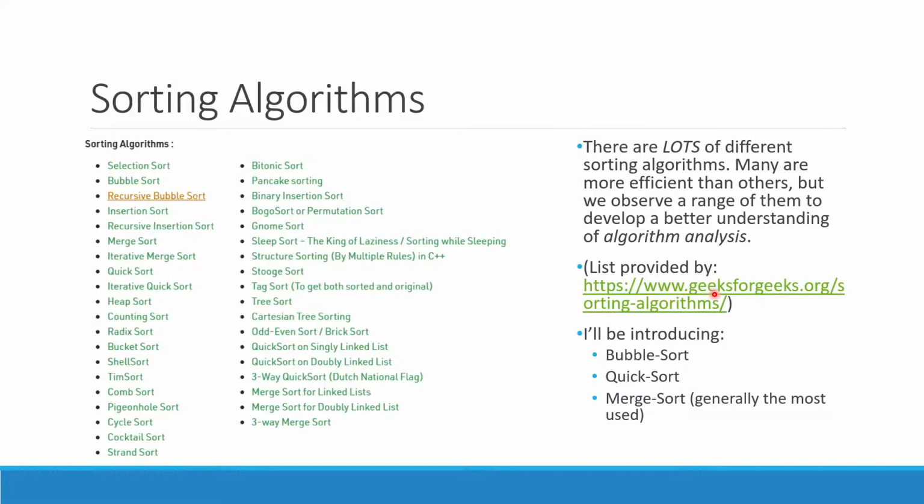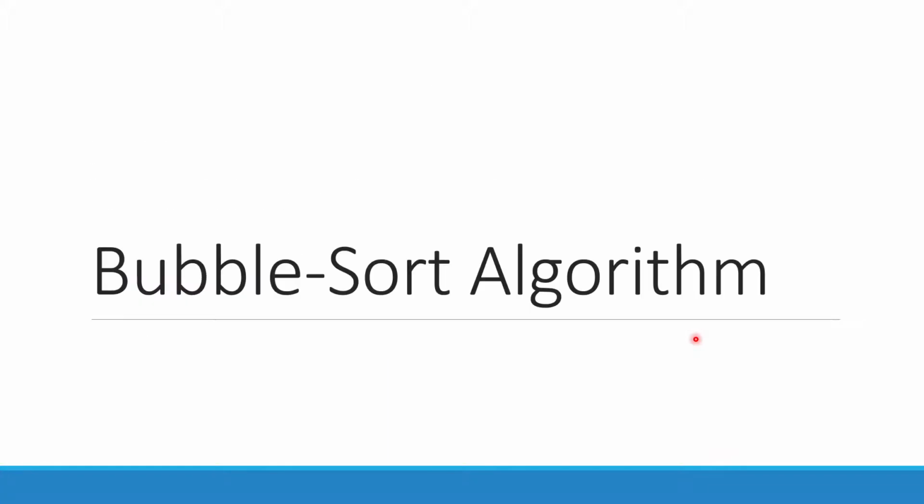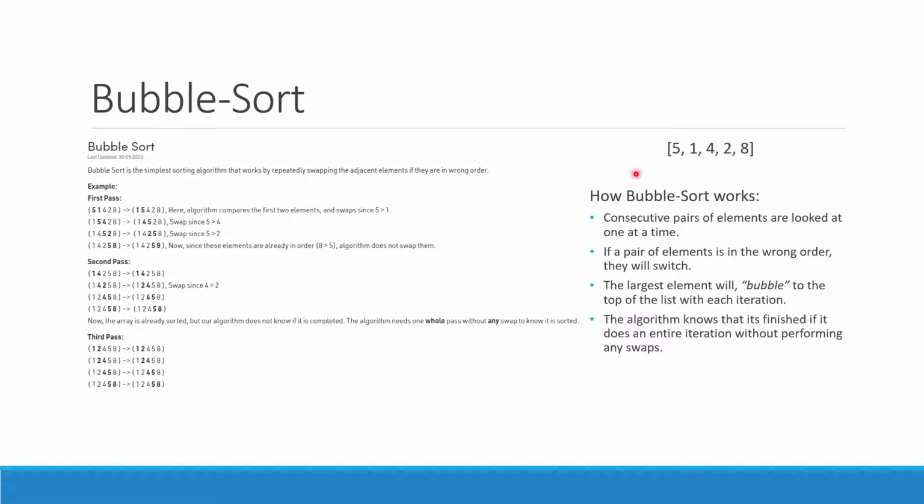Okay. So the very first algorithm we will discuss is the bubble sort algorithm. So how does bubble sort work? Well, bubble sort, just like all the other sorting algorithms, takes an array of integers like this. Okay.